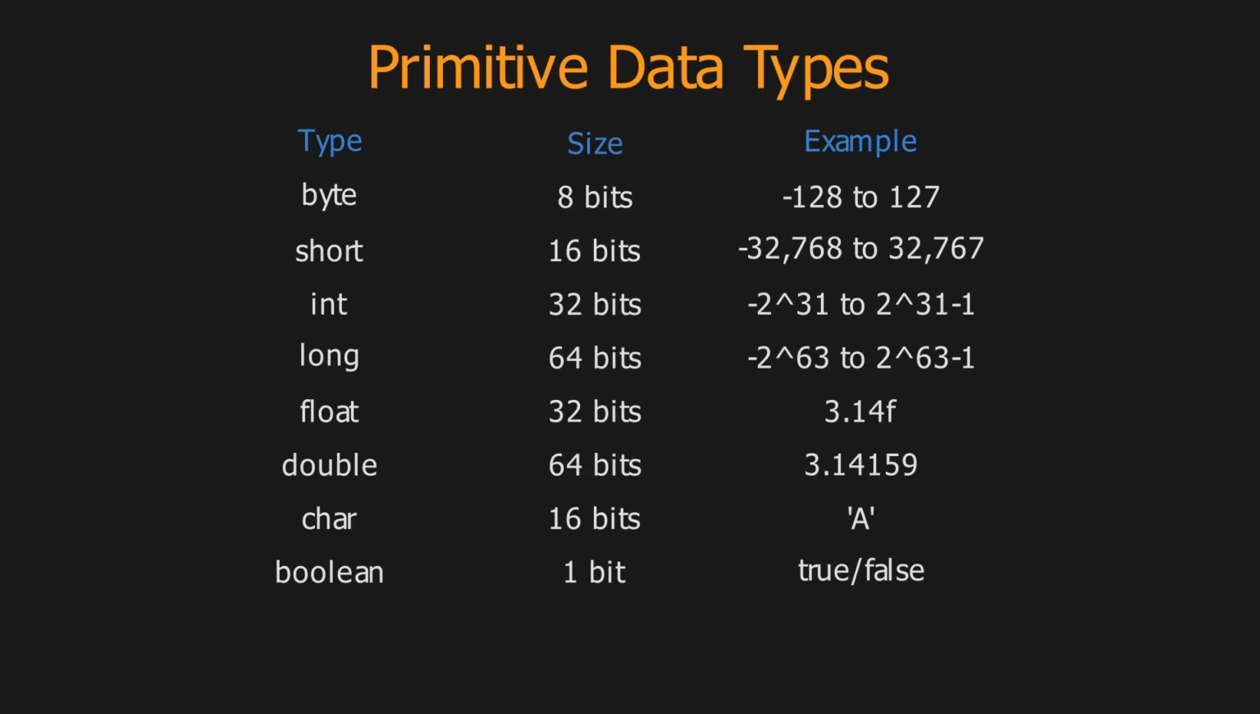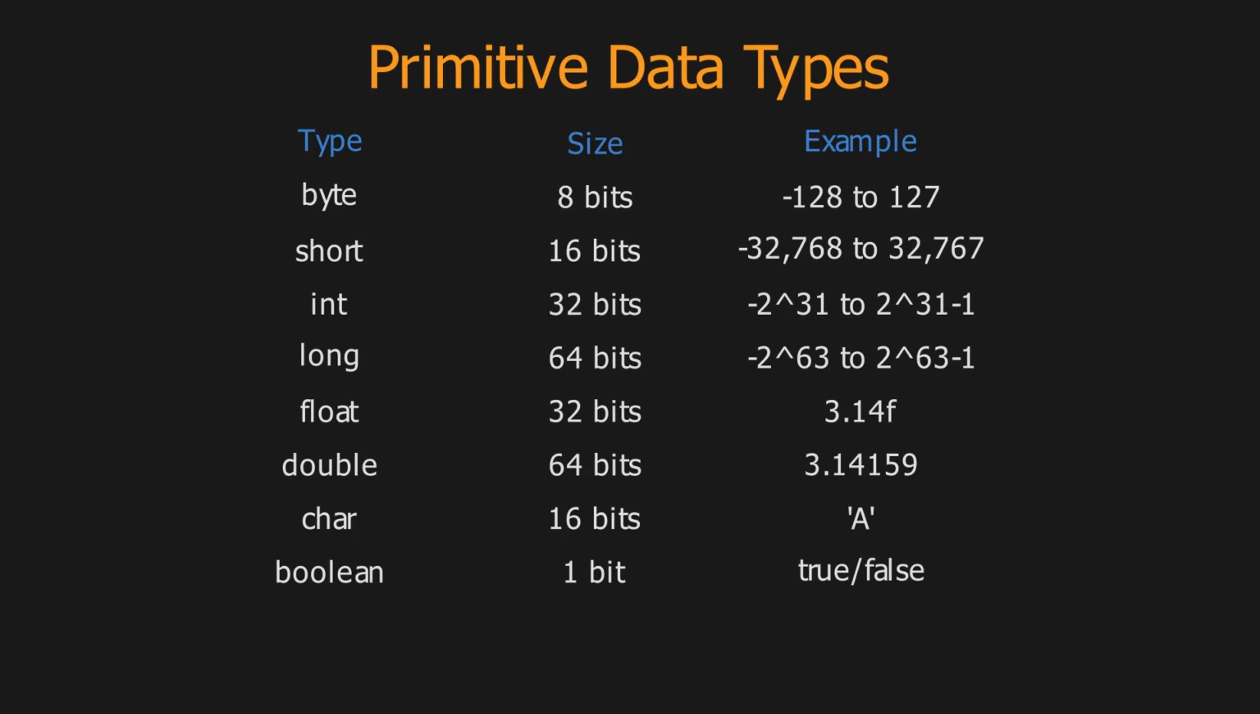The long data type provides 64 bits for storing integers from -9 quintillion to +9 quintillion. It's essential when working with very large numbers, like population counts or astronomical distances. For decimal numbers, the float data type uses 32 bits, providing about 7 digits of precision. You'll notice that float literals end with f, like 3.14f. It's useful for scientific calculations where memory efficiency matters more than precision.